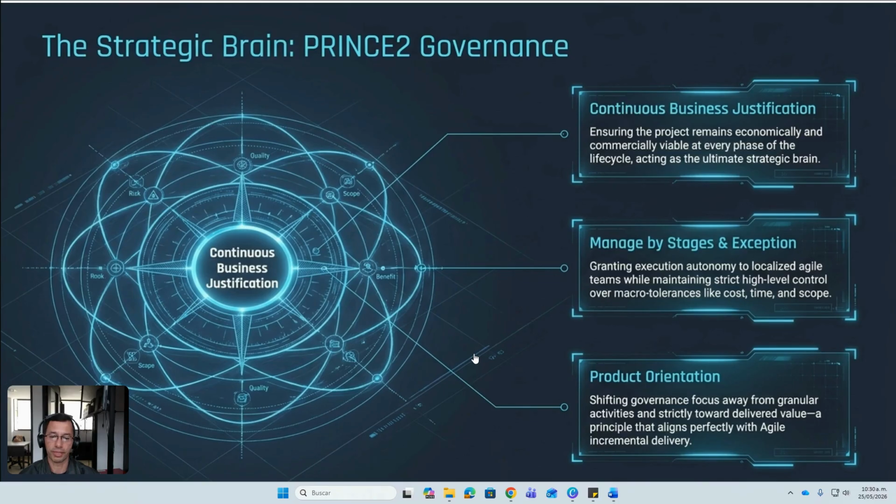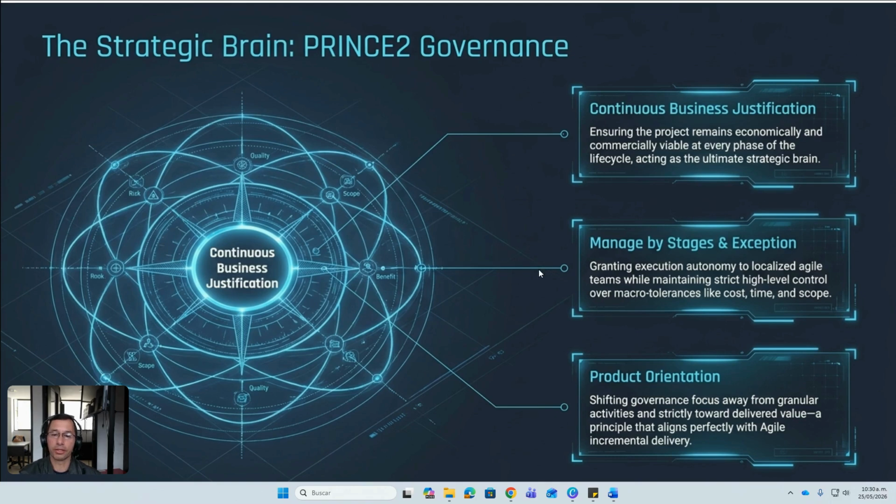Exceptional management works with enabled agility, granting autonomy to the technical teams and setting tolerance borders, in particular only if costs or time scale are excessive. Product orientation is our focus, moving from granular activities to the actual value of the final product, ensuring that the strategy aligns with every increment developed.